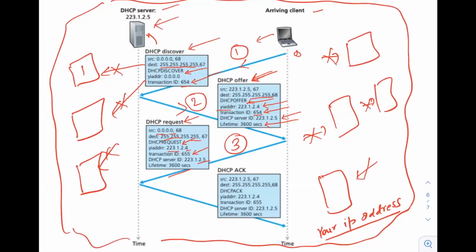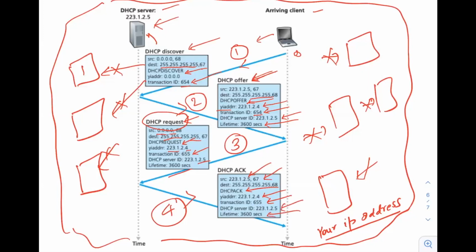Finally, the server will see this DHCP request from the client, and it will acknowledge that you can take this IP address and configure your network. This time the source is the IP address of the server, and the destination is again a broadcast address. This is a DHCP ACK message. Again, you have your IP address. The transaction ID is the same as in the previous message, and the DHCP server ID and lifetime are there.